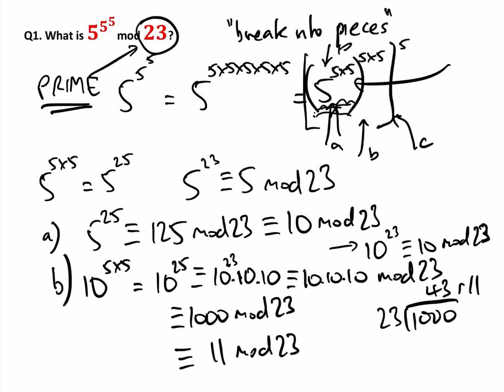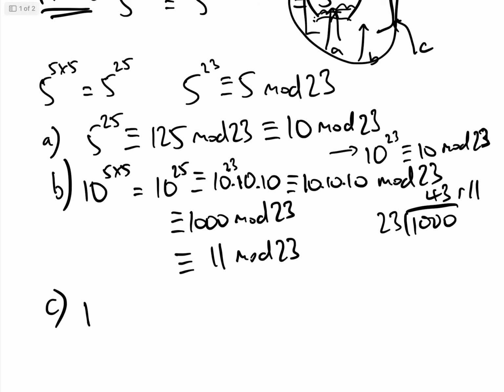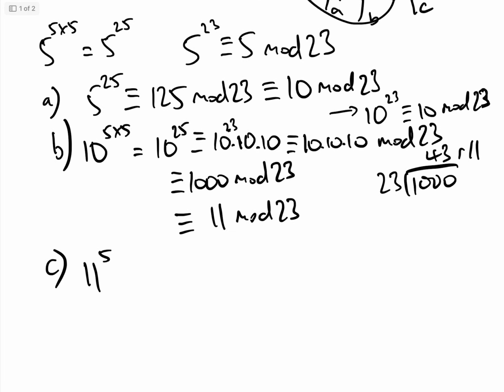Okay, so we've done the A bit and we've done the B bit. So now what we've got to do is in the whole of here we put 11, and so for C, all we've got to do is 11 to the power of 5, which is this last exponent here.